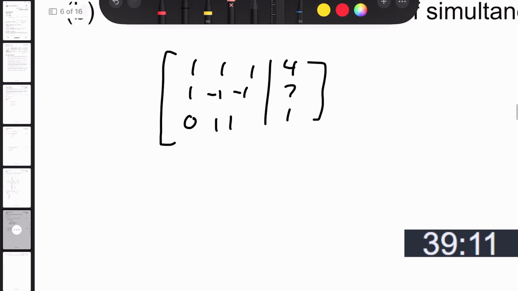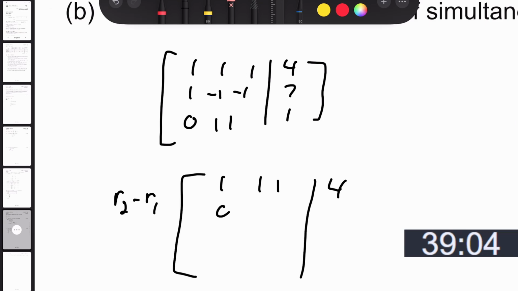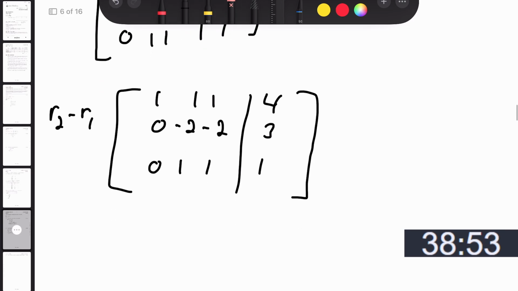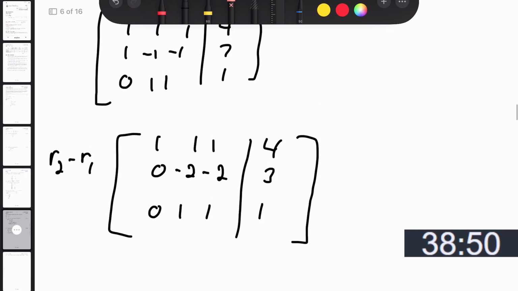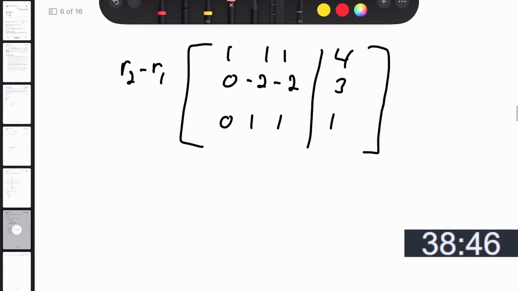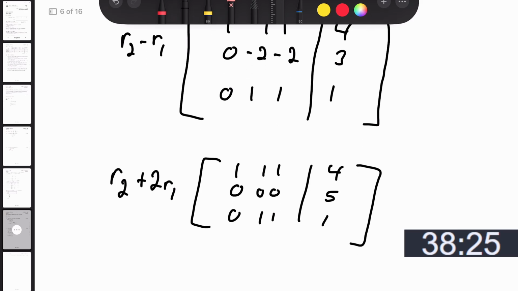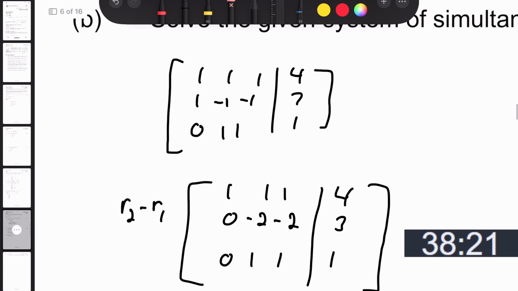So let's do row 2 minus row 1. Should be 1, 1, 1, 4; 0, negative 2, negative 2, 3; and then 0, 1, 1, 1. Clearly, this is not going to work out. And then we'll do row 2 plus 2 row 1 for 0, 0, 0, 5, and 0, 1, 1, 1.